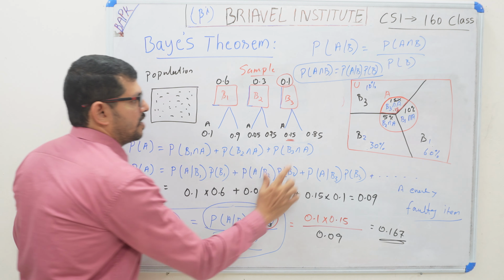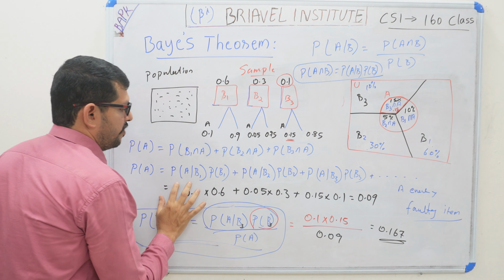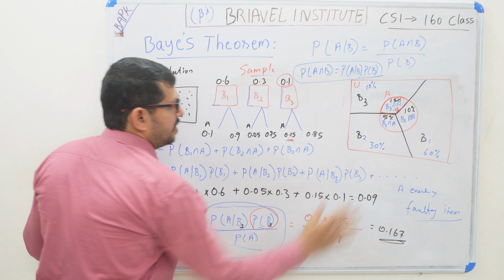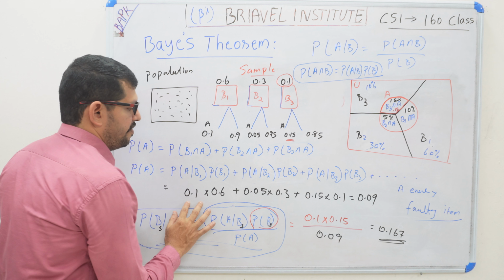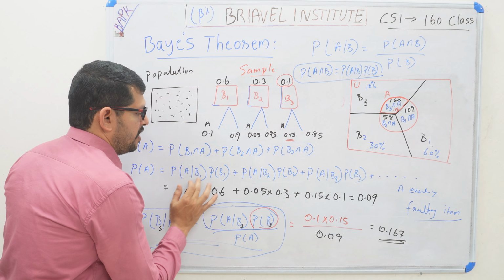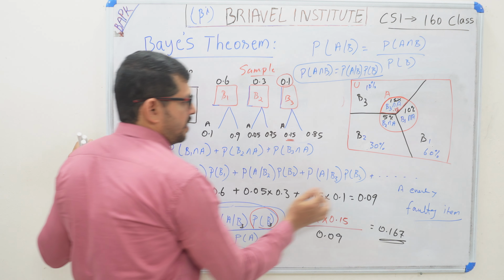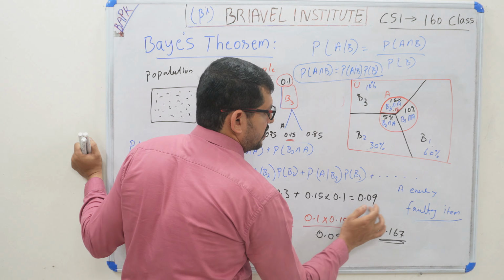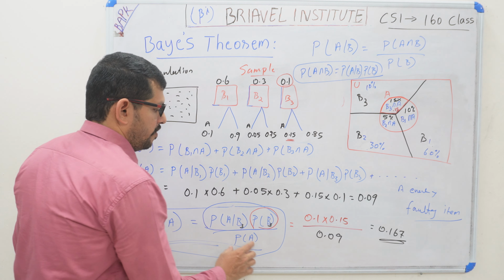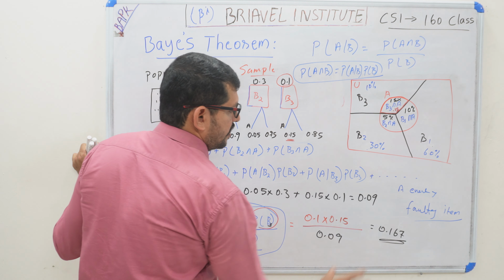Total probability is considering all the faulty items supplied by all the companies, B1, B2, B3, any other companies. So that we multiplied here. From the B1 company, what is the chance? And B2 company, how much is it giving? B3 company, what are the faulty items it is giving? So the total probability is 0.09. Out of 0.09, 0.015 is from here. So we got the answer.